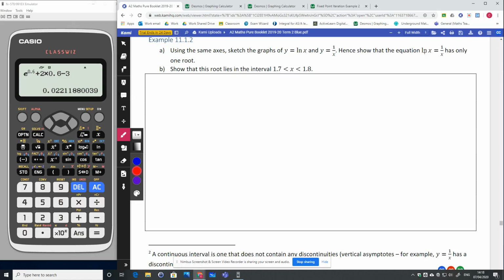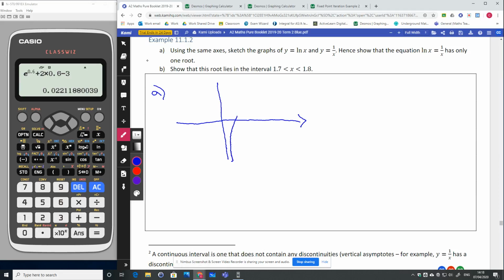And then we're going to have a look at the equation log of x equals 1 over x and show that it only has one root. So when we're sketching this graph, make sure if you are sketching a graph, quite often you draw really small graphs. The question is asking you to sketch the graph, so make sure you give it a bit of space.